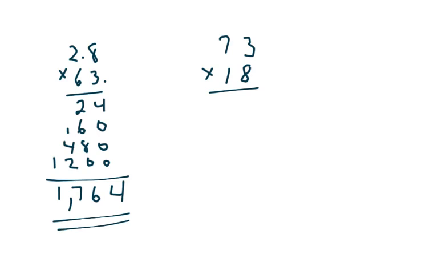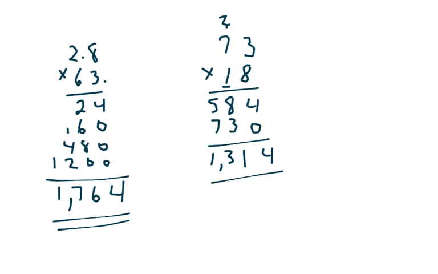This one I'm going to do by the shortcut method again. 8 times 3, 24, carry the 2 tens over. 8 times 7, 56, 57, 58, adding 2 more. Now I'm going to multiply by 10, right? So put down a 0. 1 times 3 is 3. 1 times 7 is 7. Add them. 4, 11, 13. 1,314. So there's your answers.